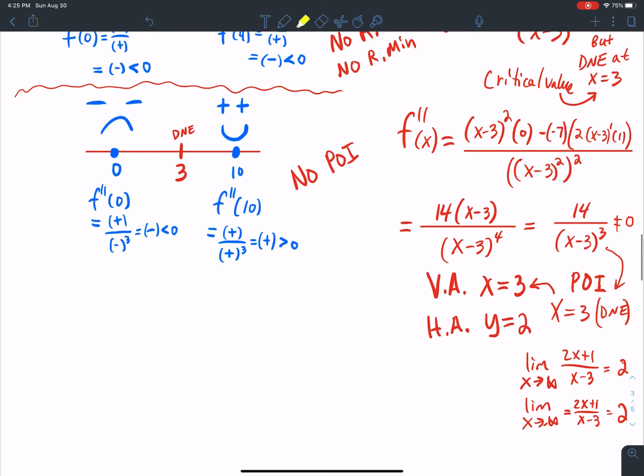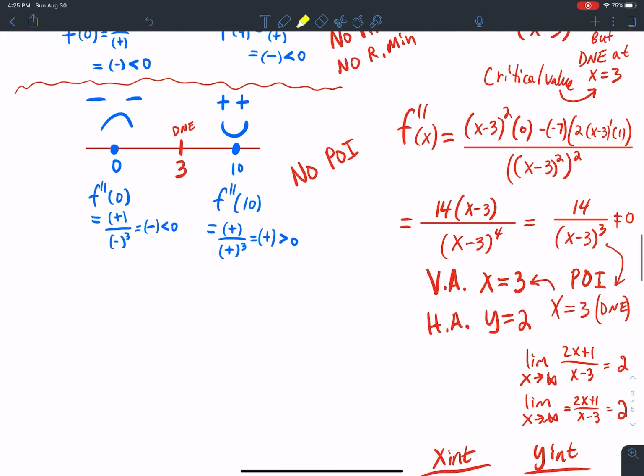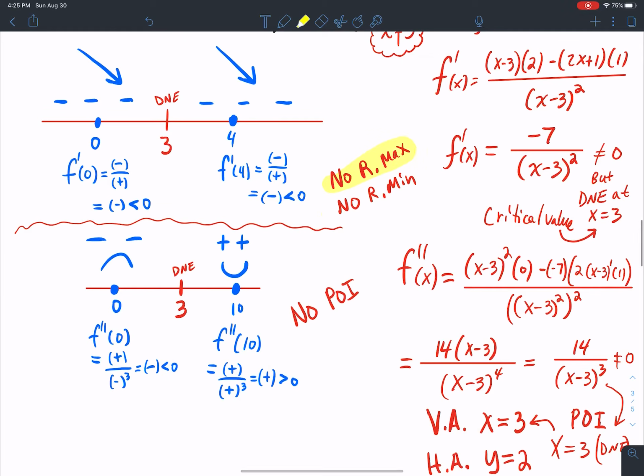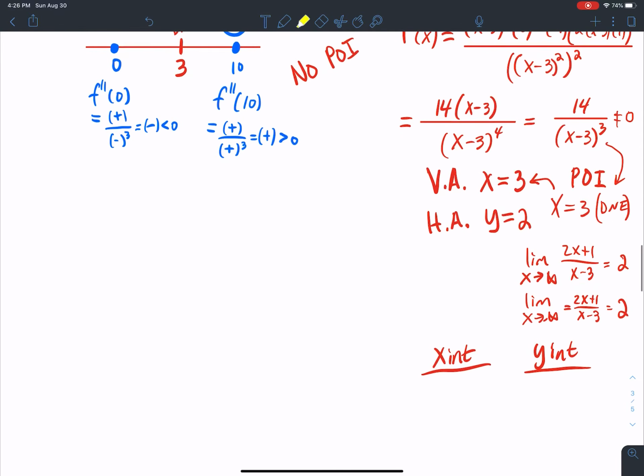Okay, very possible. So now what we want to do is evaluate the function at all the critical points. Well, I just told you, you cannot plug in 3 for any of these. So therefore, we have no critical relative max or mins or point of inflections, but we can find some x and y intercepts. So let's do that. Let's get the x-intercept and the y-intercept.